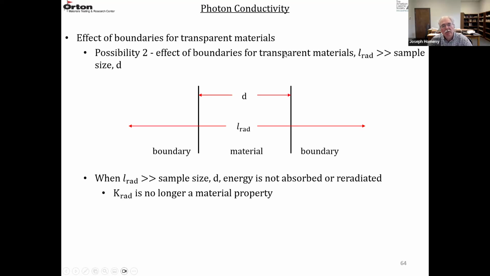The other case is where we have boundary effects, so now the mean free path is much larger than the sample size. Here's a material of dimension D with two boundaries, and the mean free path of the radiation is much larger, so it will pass through this material. Energy is not absorbed or re-radiated in this material, so K is no longer a material constant.